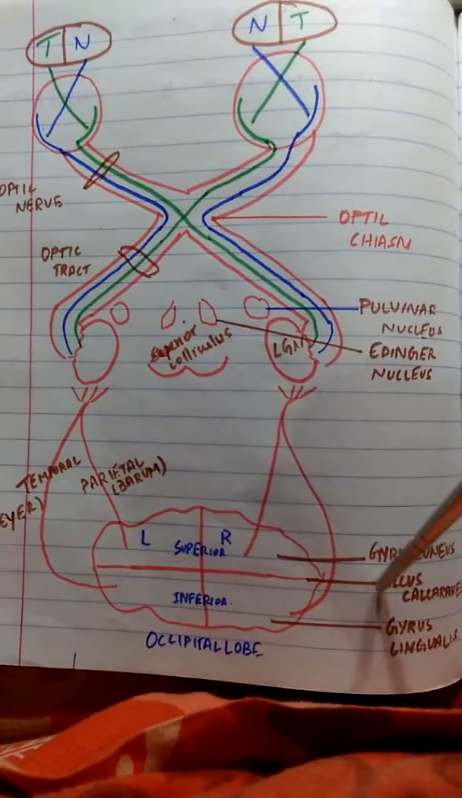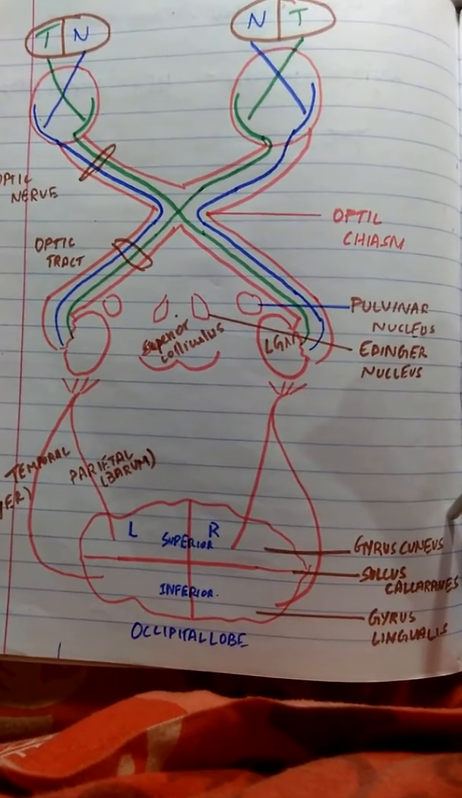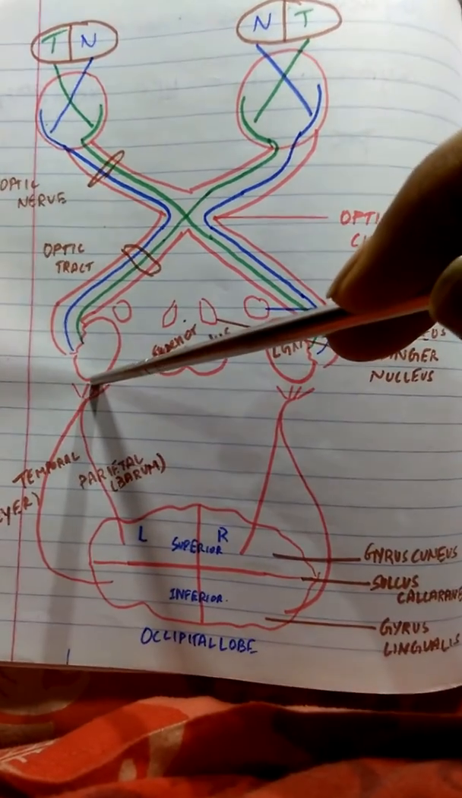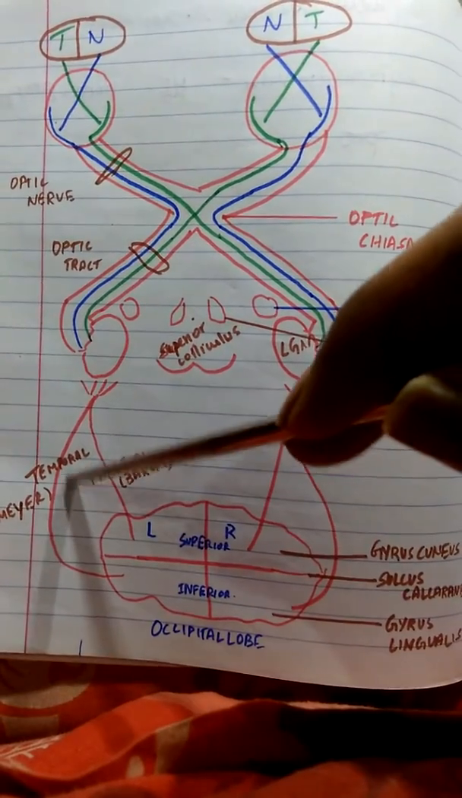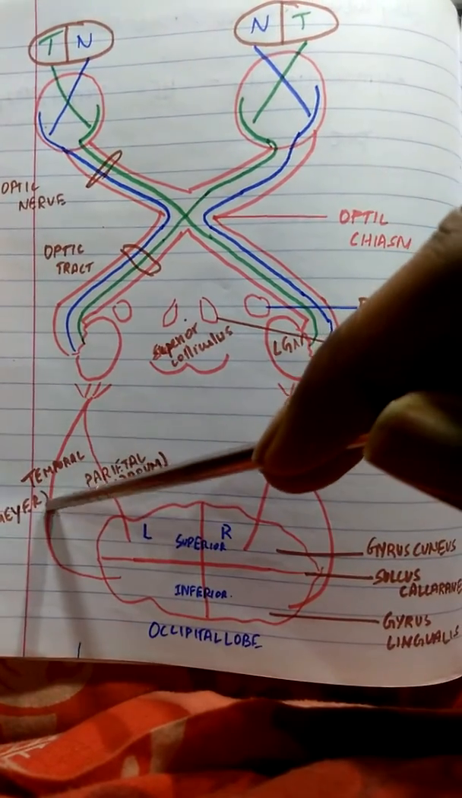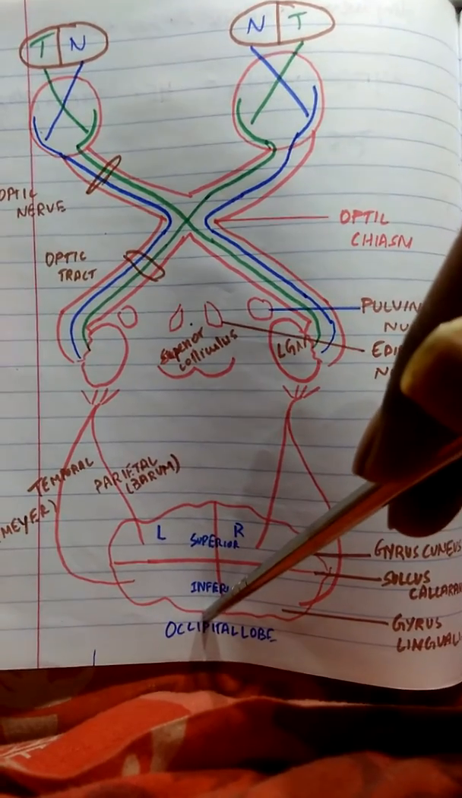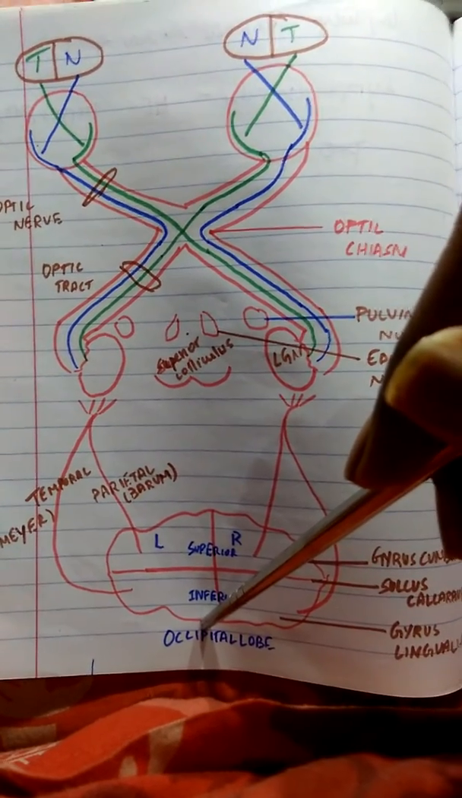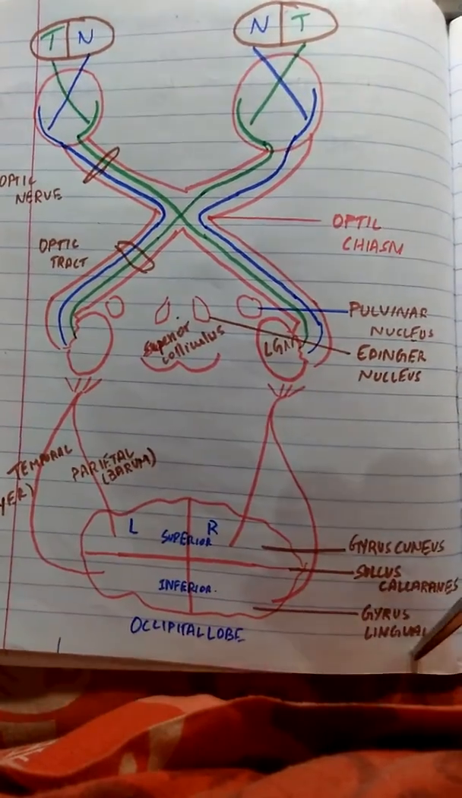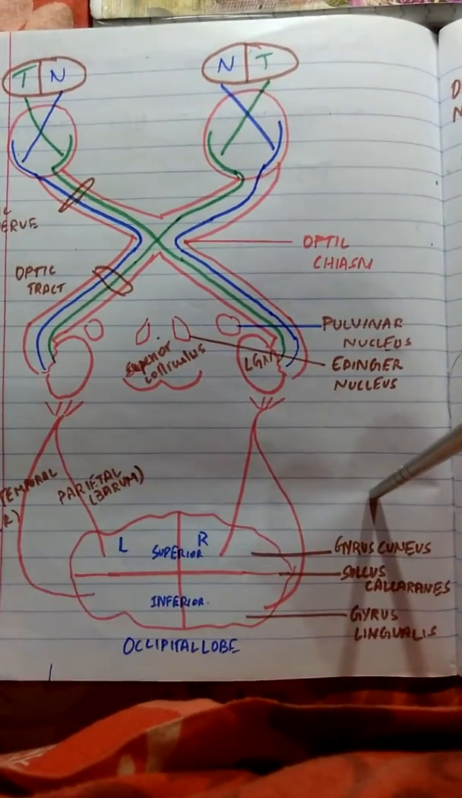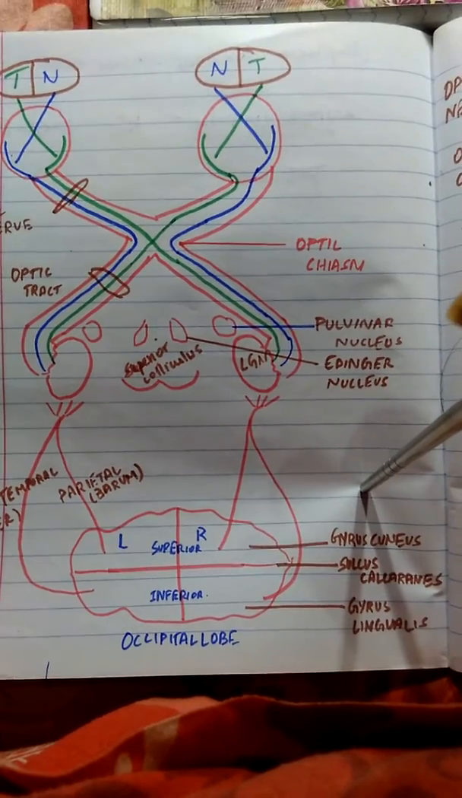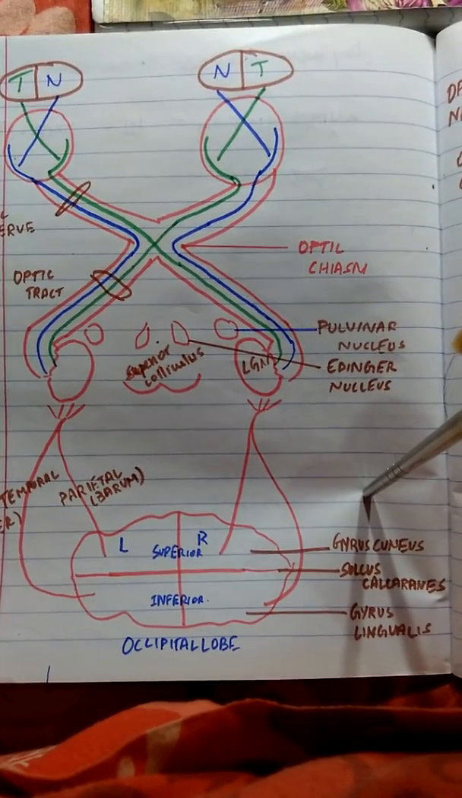The superior part is called the gyrus cuneus, and the other loop is called Meyer's loop. This loop goes through the temporal lobe and it goes to the inferior occipital lobe, which is called the gyrus lingualis. And this gyrus cuneus and the gyrus lingualis are separated by the sulcus calcarinus.